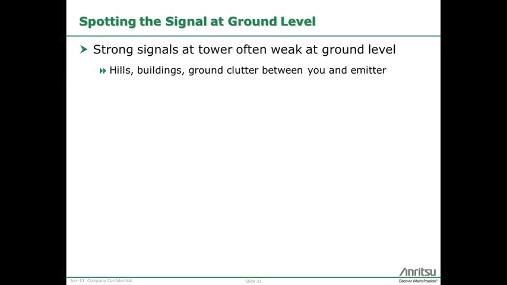Again, when we have a signal at the tower, we're looking at the tower, we can have a high gain antenna with good noise figure. Maybe we can see the signal there, but we can't see it at ground level because of all the clutter you can get.